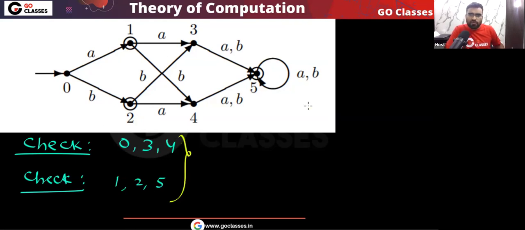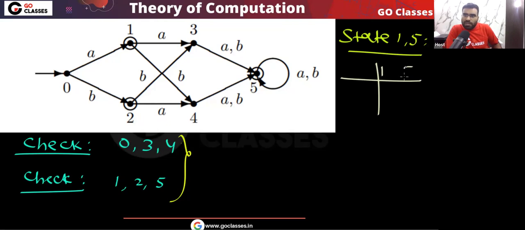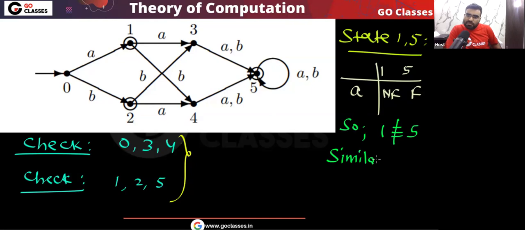Okay, now you tell me about 1, 5. Tell me quickly state 1, 5. Are they distinguishable or not? Yes, they are distinguishable. They are not equivalent. On string A, 1 is going to non-final and 5 is going to final. So definitely they are not equivalent. So state 1 is not equivalent to 5. Similarly, state 2 is not equivalent to 5.